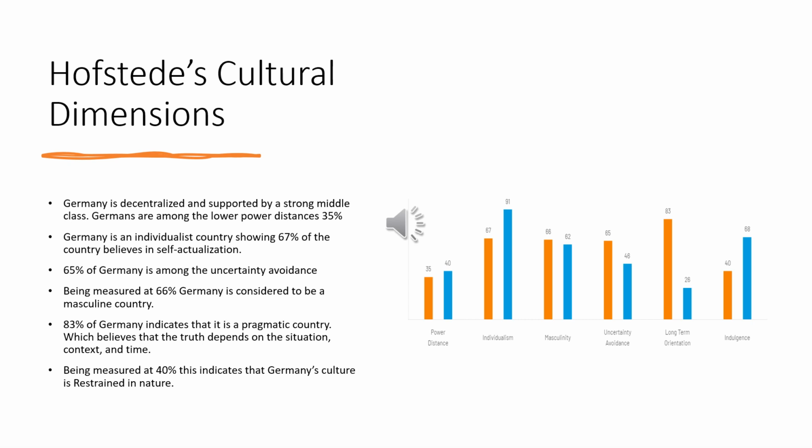83% for Germany indicates that it is a pragmatic country, which means they believe that the truth depends on the situation, context, and time. This basically shows the ability to adapt traditions easily to changed conditions, a strong propensity to save and invest, thriftiness, and perseverance in achieving results.